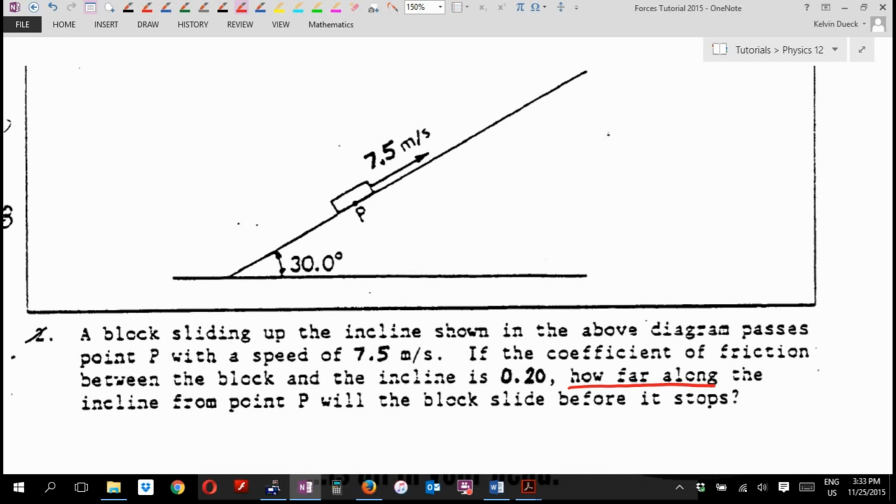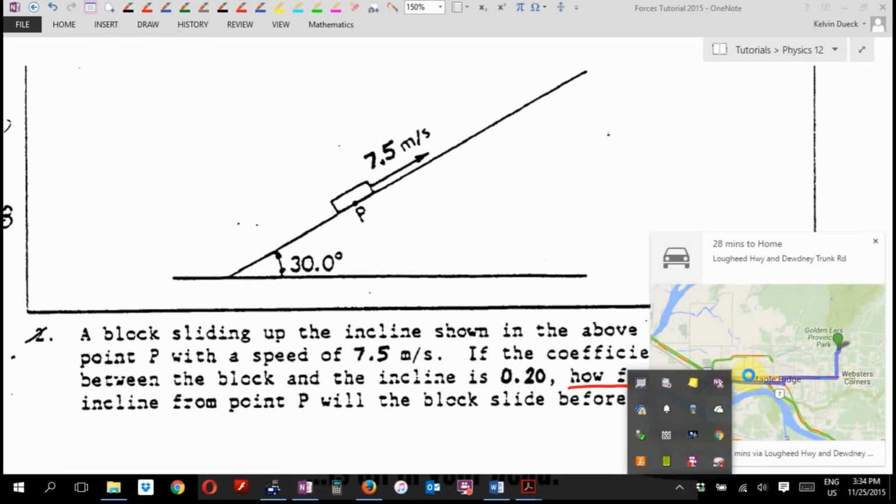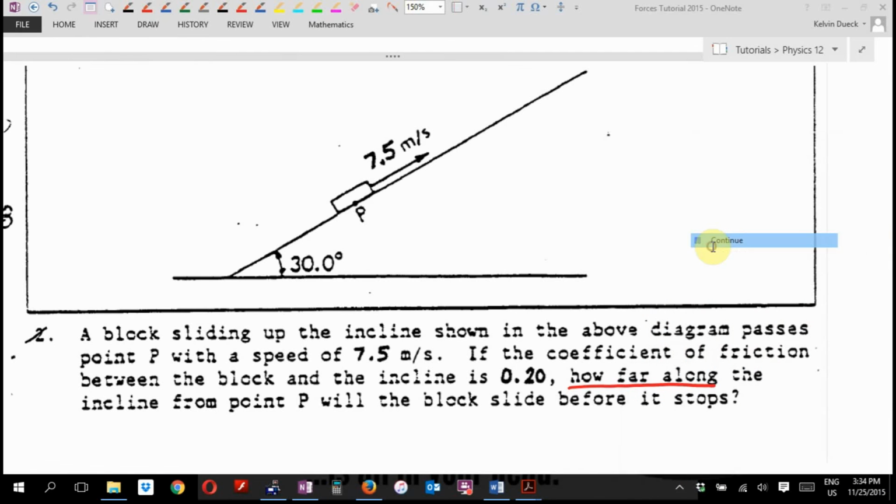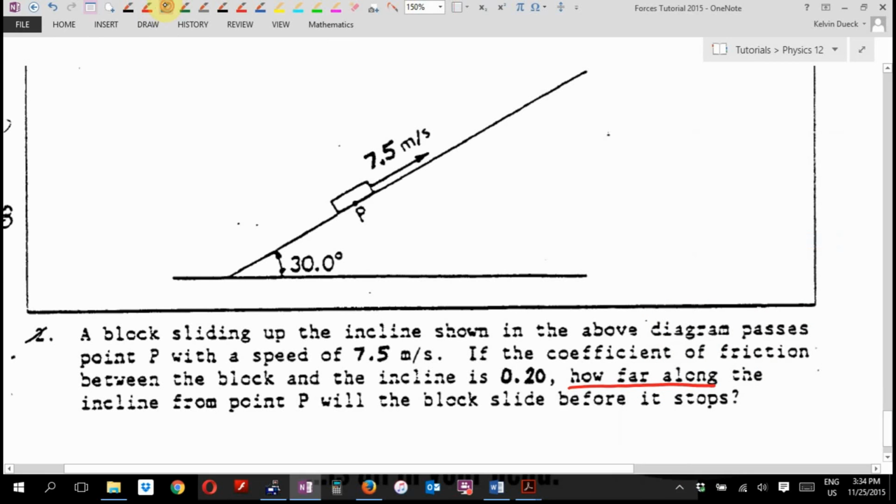What are the forces acting on this? Gravity. I totally agree. Normal force, yes. Which way is this sliding? Up. Does that mean there's a force pointing up?